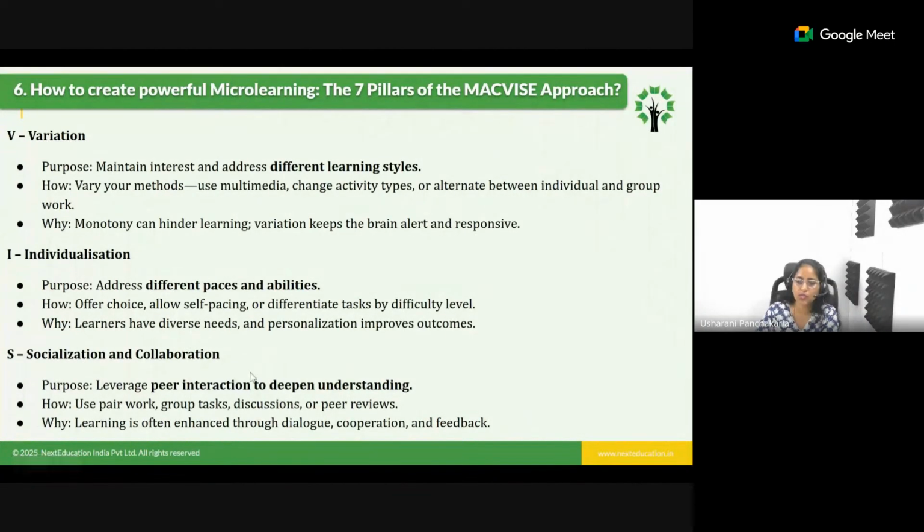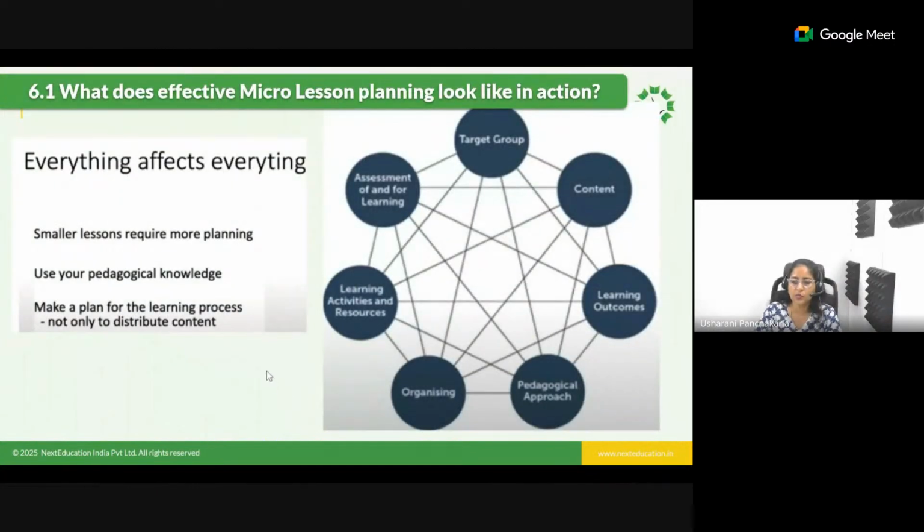The next one is socialization and collaboration, where we can give different types of activities. And the last one is evaluation. So now, when we are designing any micro learning tools or learning resources, it can be a module or an activity, we need to take care of this web event. Now, what is this web? Here, the content is being designed and you need to understand what your target group is.